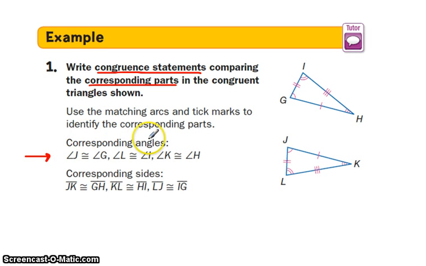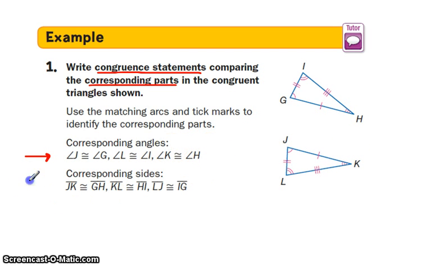First, they're going to look at the angles. Okay, they're saying that angle J is congruent to angle G. Well, how do we know that? Angle J has 1 mark, and angle G has 1 mark. Okay, they're saying angle L is congruent to angle I. Here's I with 2 marks. Here's L with 2 marks. And angle K is congruent to angle H. So K and H have 3. And this is how you write a congruent statement.